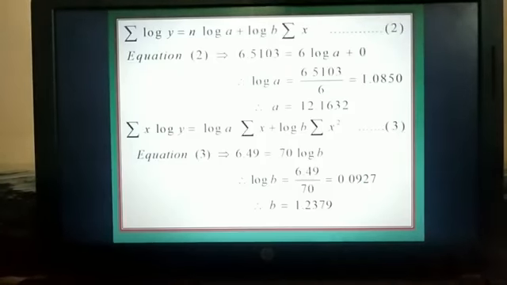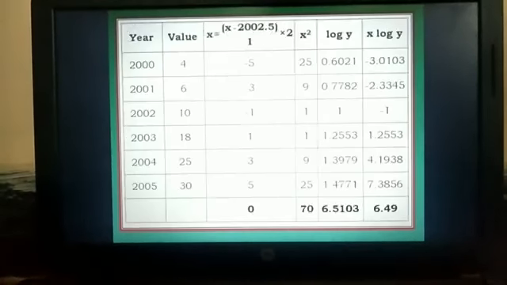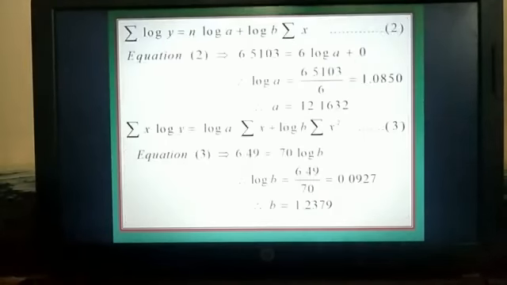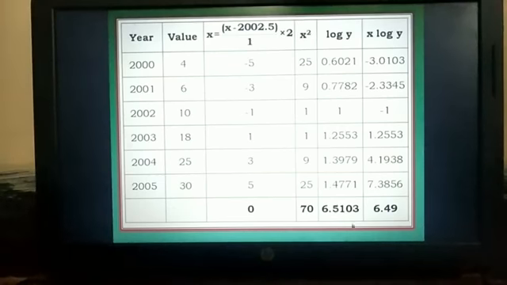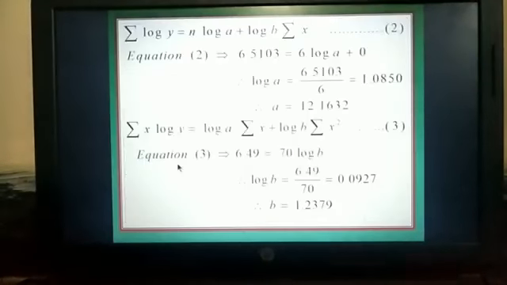I am using all these calculated values from the previous slide, what we had come across. So based on that, what we had, sum of x log y was 6.49. So that 6.49 is being substituted here as sum of x log y.